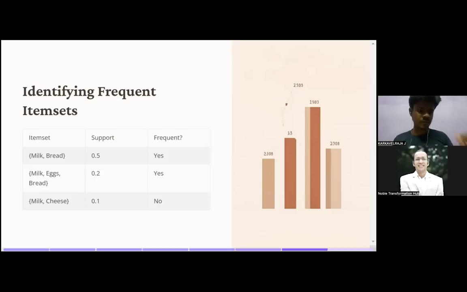Milk, egg, bread has a support of 0.2, which is greater than 0.1, so we can mark it as yes. But milk and cheese is 0.1, which does not reach our threshold. It should be greater than 0.1, but it is equal to 0.1, so we mark it as no. This is how Apriori successfully creates a frequent item set. Whenever a person comes to a shop and buys milk, suggest they buy bread, or keep the bread very near to the milk so that they can buy it.